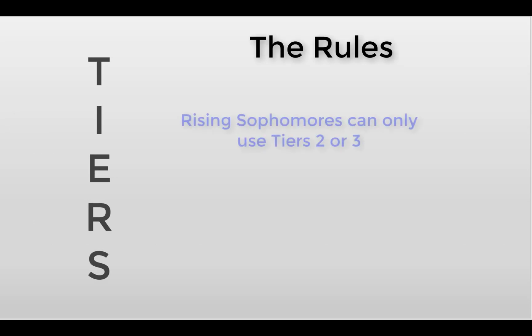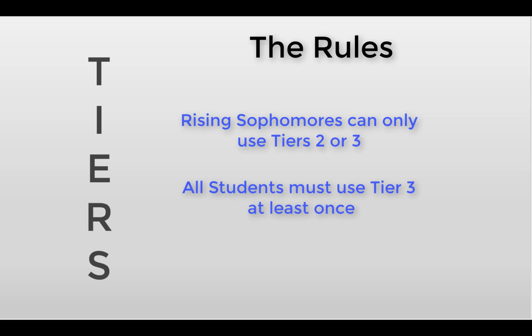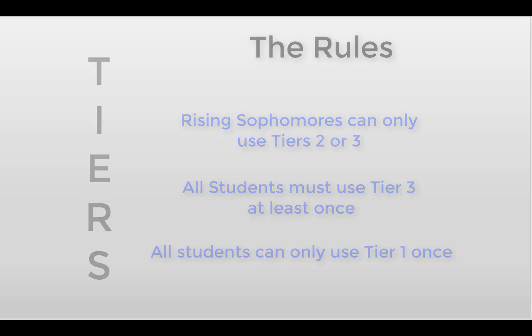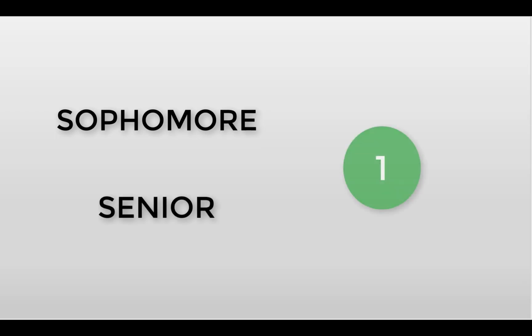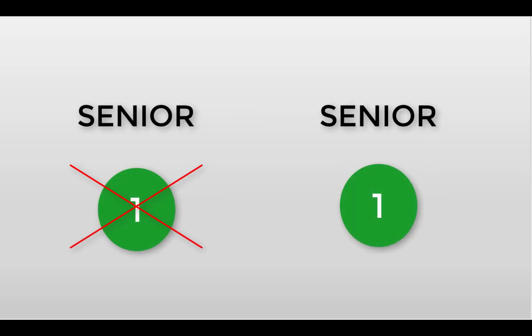Rising sophomores can only use Tier 2 or 3. Everyone must use Tier 3 at least once, and you can only use Tier 1 one time. This means if you are a rising sophomore who is drawing with a rising senior, you won't be able to use Tier 1. Likewise, if you are a rising senior who already used Tier 1, you won't be able to draw with another rising senior who wants to use Tier 1. You will have to choose a lower tier or not draw as a group.